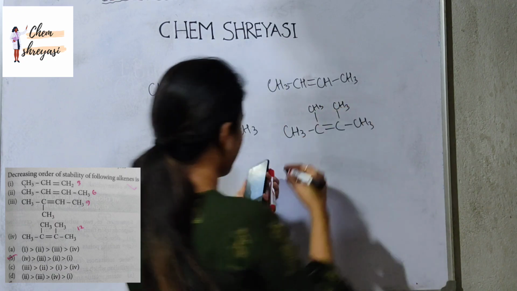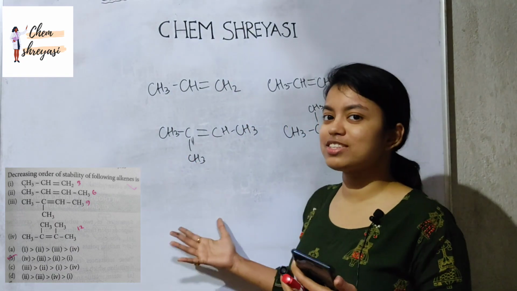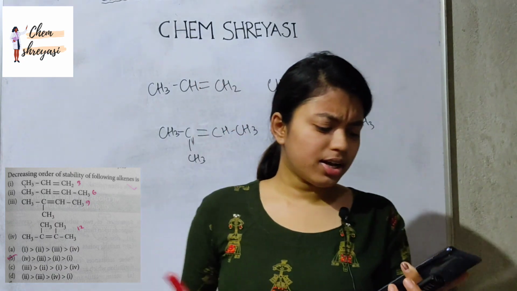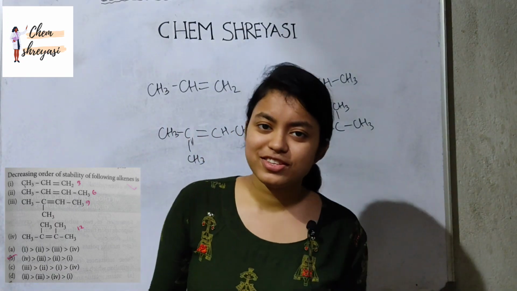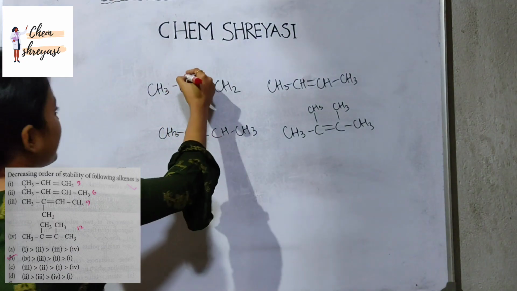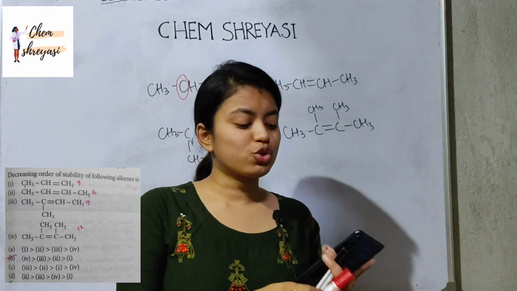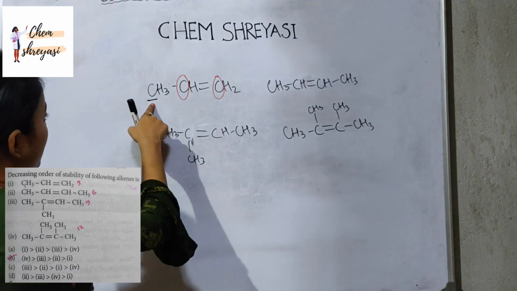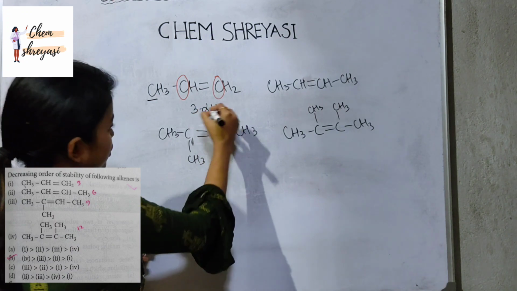Now pause the video and try to answer this question, because we have already discussed the hyperconjugation factor right before it. Okay, let me start answering. Let us find the stability order of all these compounds by the hyperconjugation factor. In this case, this carbon and this carbon are doubly bonded to one another. The carbon right beside this carbon is 1, so there is 1 alpha carbon and 3 alpha hydrogen.